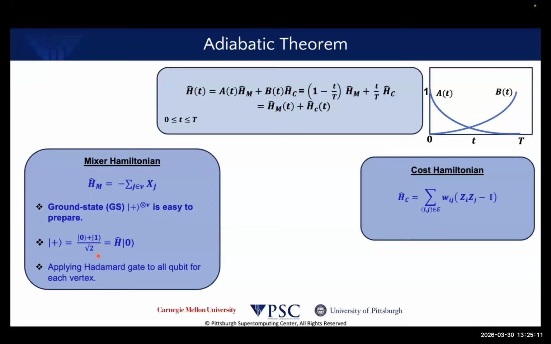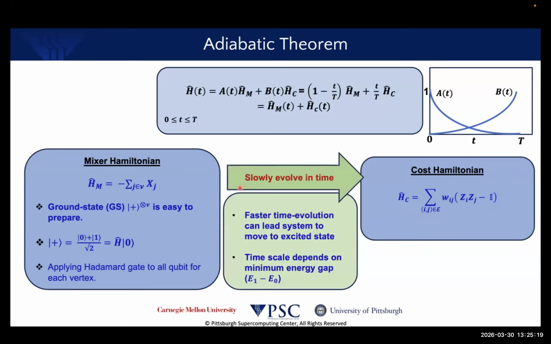The cost Hamiltonian we have here is much more complex than this Hamiltonian, and we need to slowly evolve in time from this Hamiltonian to this Hamiltonian. If we do it faster, then our system can move to an excited state of this Hamiltonian. So we do not want that. The time scale also depends on the energy gap between these two states, the ground state and the first excited state.